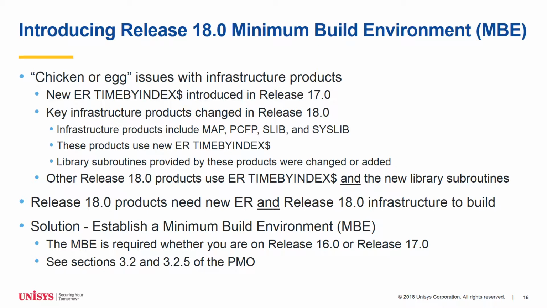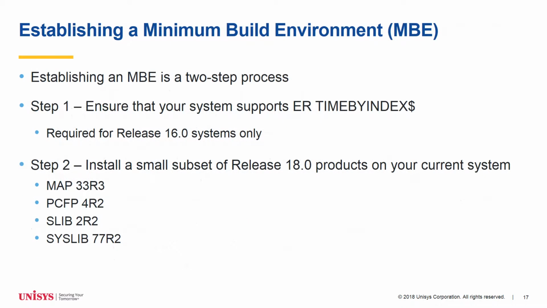PMO Section 3.2 describes compatibility considerations and provides technical details about moving up to this release. This section covers technical details about the changes in Release 18 levels of MAP, PCFP, SLIB, and SysLib, and the impacts these changes created. Section 3.2.5 introduces the concept of the minimum build environment. Establishing the MBE is a two-step process. Note that Step 1 requires special action only for systems currently running Release 16.